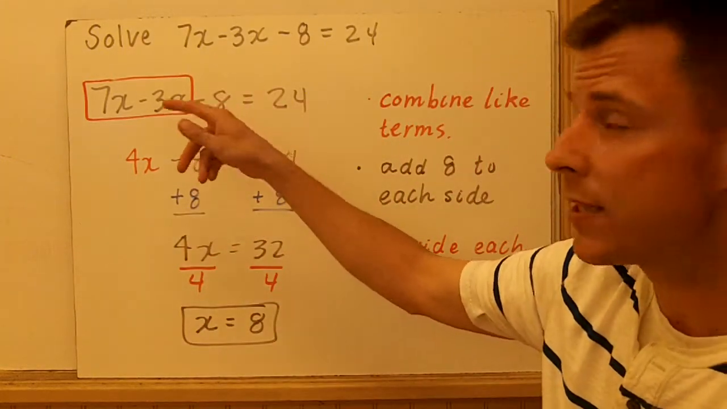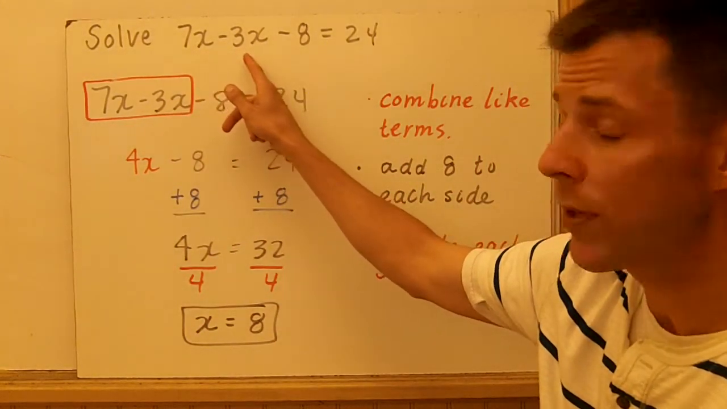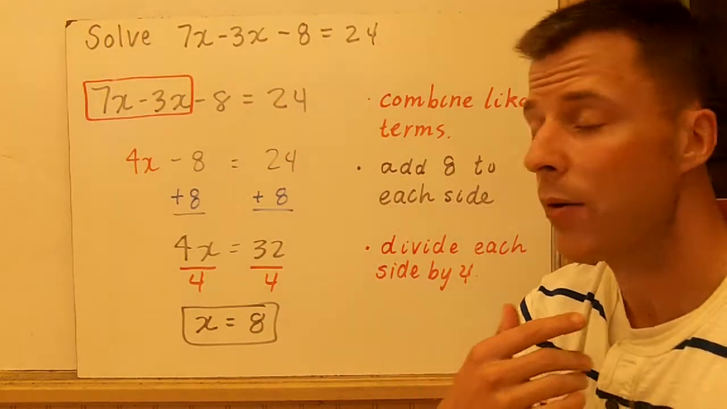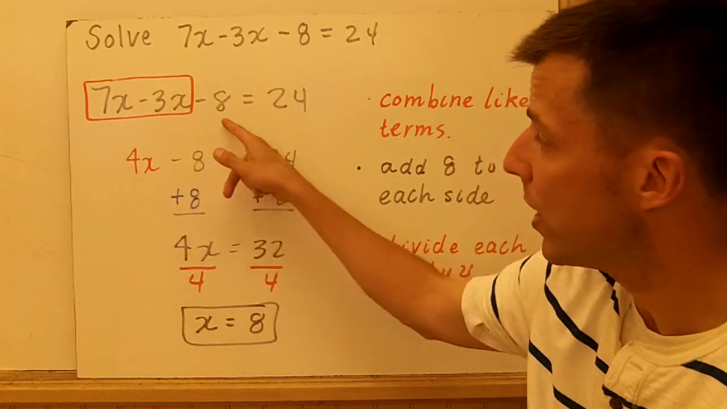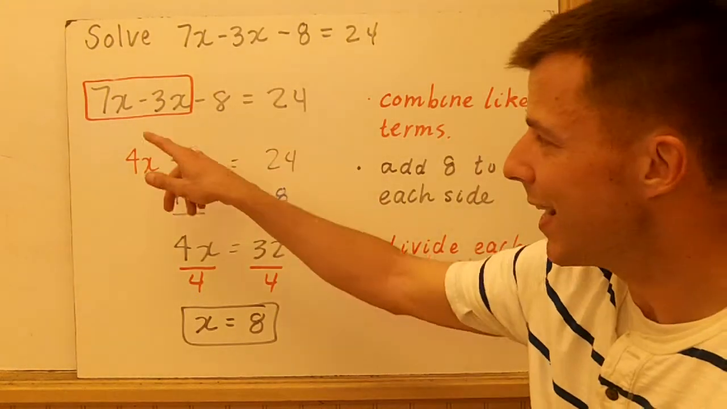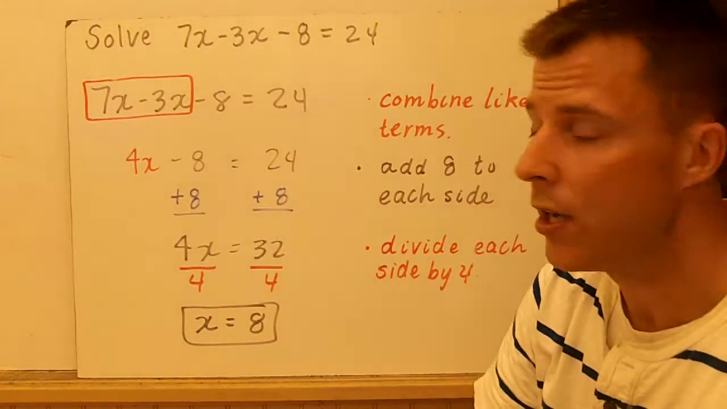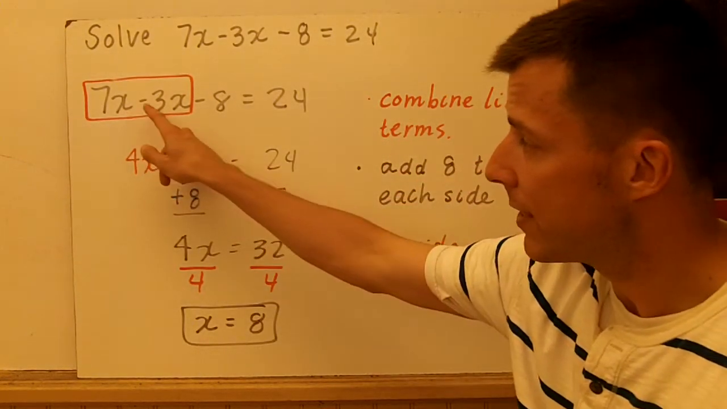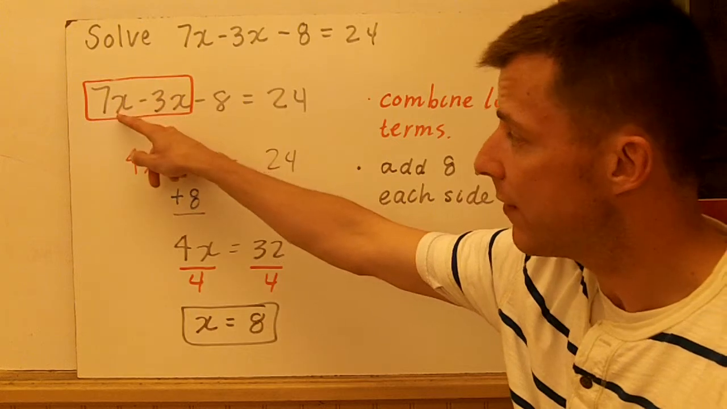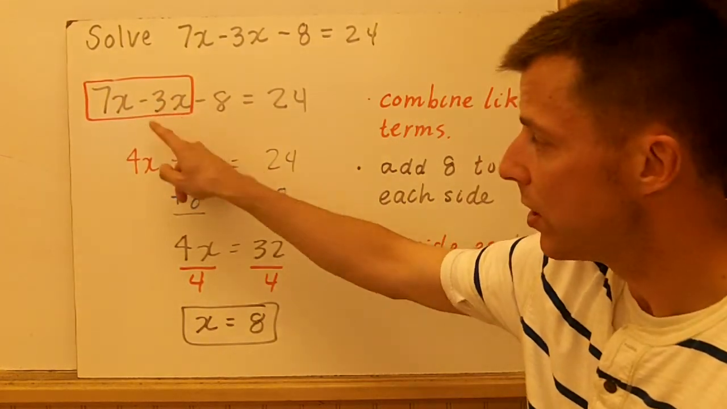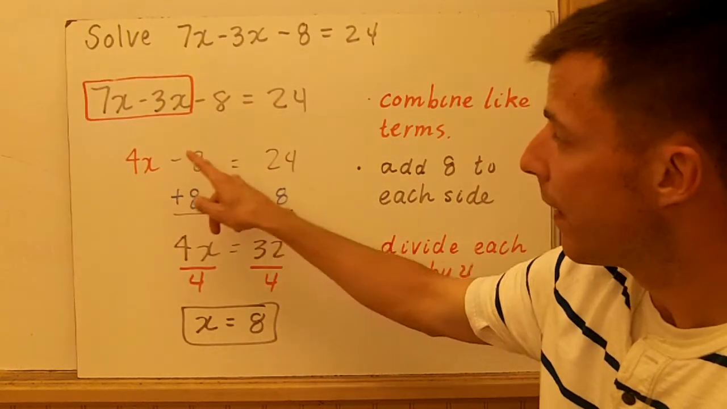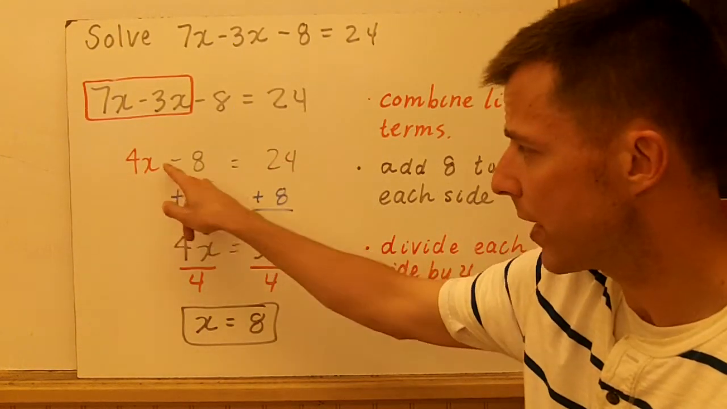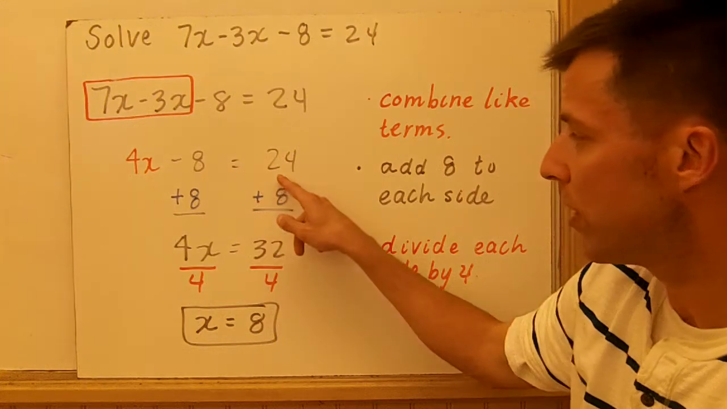Alright, so in the next example we're going to solve 7x minus 3x minus 8 equals 24. So the first thing I'm going to do is rewrite my equation down here, and then I notice I have two terms with x's in it. So step number one is to combine like terms. So I'm going to take the 7x and I'm going to subtract off 3x's, which gives me 4x's. Everything else comes down. So my new equation is 4x minus 8 equals 24.